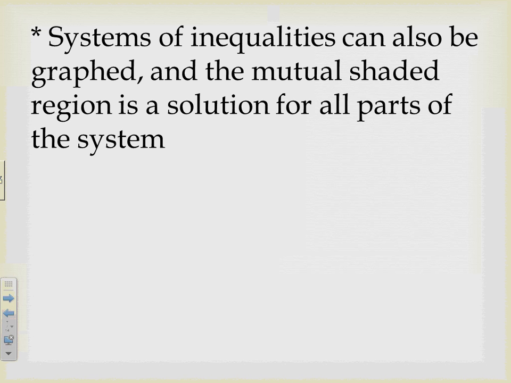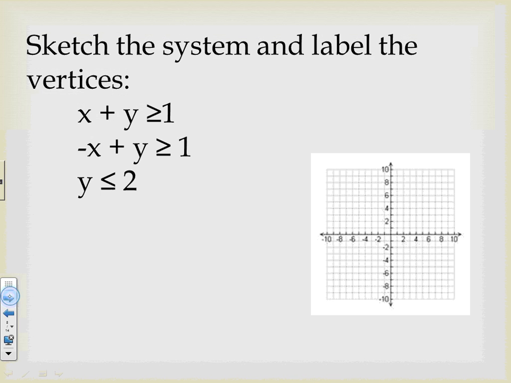Systems of inequalities can also be graphed, and the mutual shaded region is the solution that you're looking for. So when we put a couple of lines up, we're going to look for where they cross, but more than that, we're going to look at where their shaded regions cross. All right, so checkpoint problem number 4 gives us an example like this. So each of these lines need to be graphed on my grid.